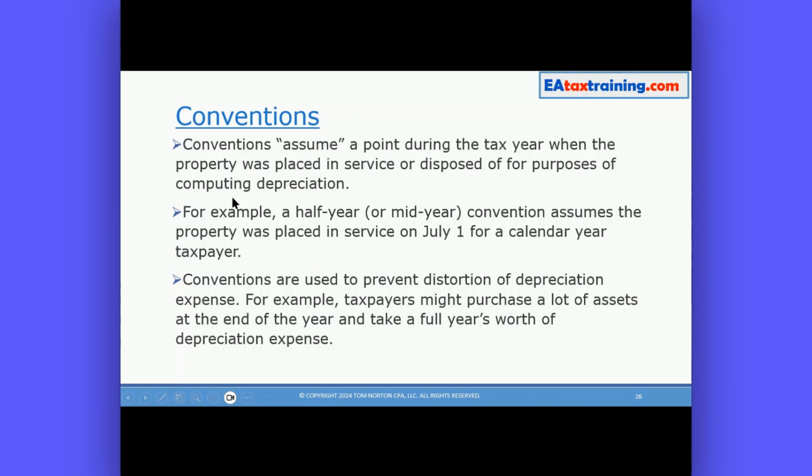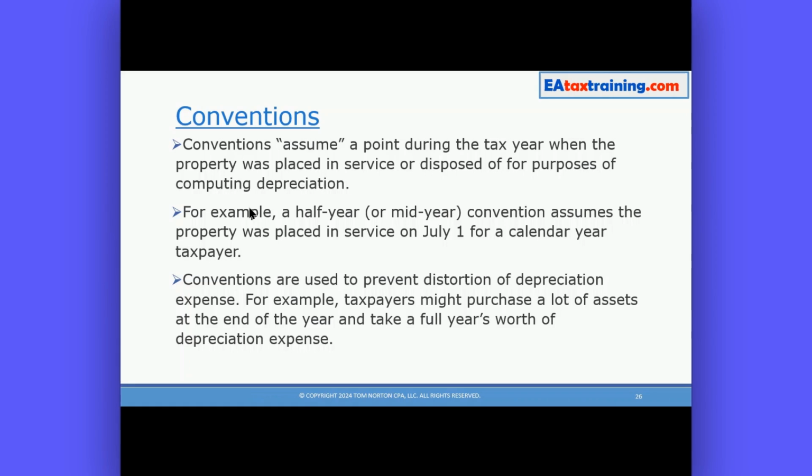Remember, this is one of the things we need to know: the convention. So a convention assumes a point during the tax year when the property was placed in service or disposed of for purposes of computing depreciation. For example, a half year, or sometimes called a mid-year convention, assumes the property was placed in service on July 1st for a calendar year taxpayer. So whenever you happen to buy it during the year, if you're using this half-year convention, then the amount of depreciation you get is going to be based on this mid-year that you placed it in service on July 1st of the year if you're a calendar year taxpayer.